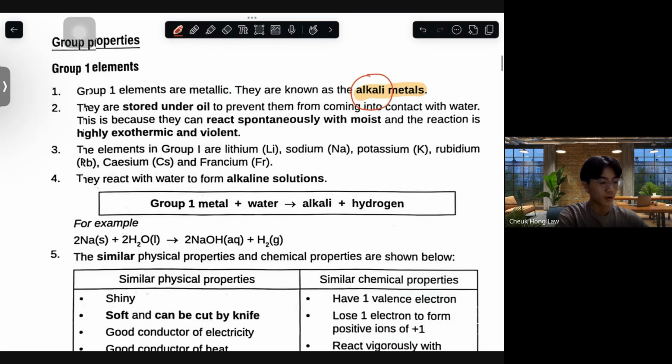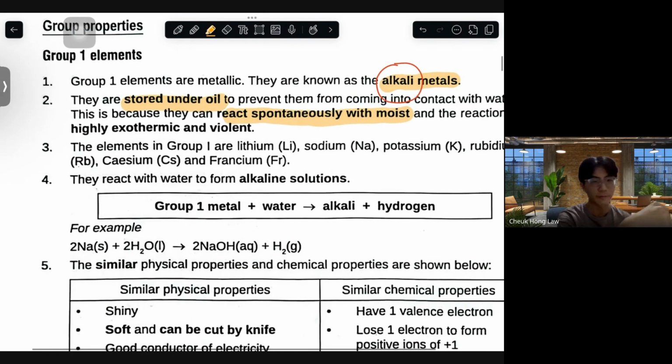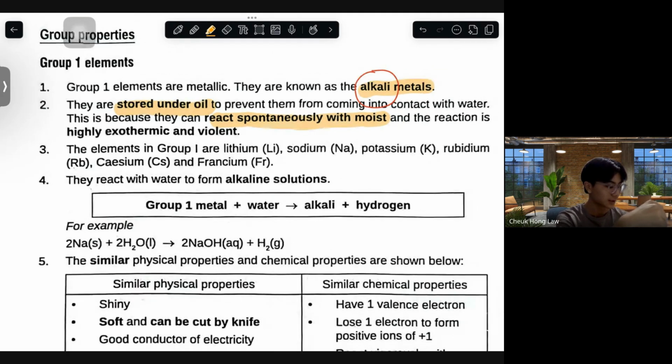So how do we store the group 1 elements? We store them under oil. This oil acts as a barrier to prevent the group 1 metals from coming into contact with water. That's why your group 1 metals are stored under oil, because they can react spontaneously with water or just moist conditions. And the reaction is very exothermic, very violent, so it releases a lot of energy to the surroundings.